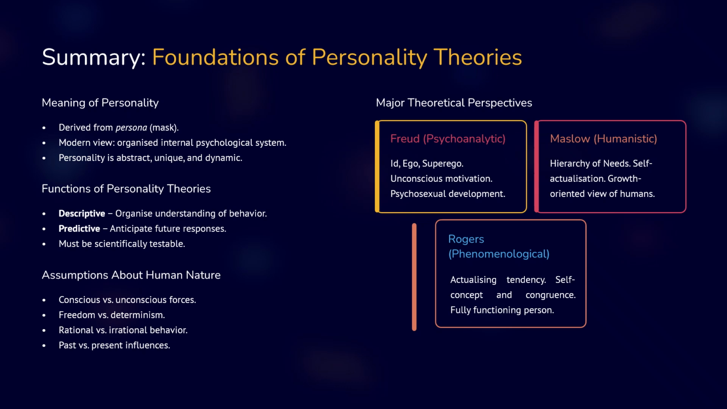Moving into the major schools of thought, we studied Freud's psychoanalytic perspective, emphasizing unconscious conflicts and the structure of the id, ego, and superego. We then transitioned to the humanistic movement through Maslow and Rogers, who focused on growth, self-actualization, and the actualizing tendency. Together, this perspective provides us with multiple lenses to understand the complexity of human behavior.